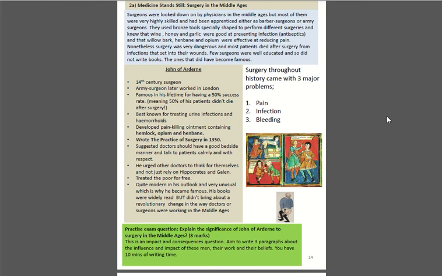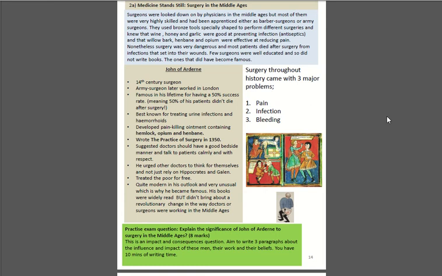Now, the majority of surgeons didn't write books due to the fact that they were lowly educated, but there were a few standout examples. The first one was John of Ardenne. He was a 14th century surgeon who famously had a 50% success rate for surgery. This meant that 50% of his patients survived. This might sound pretty bad, but at that time, that was amazing.